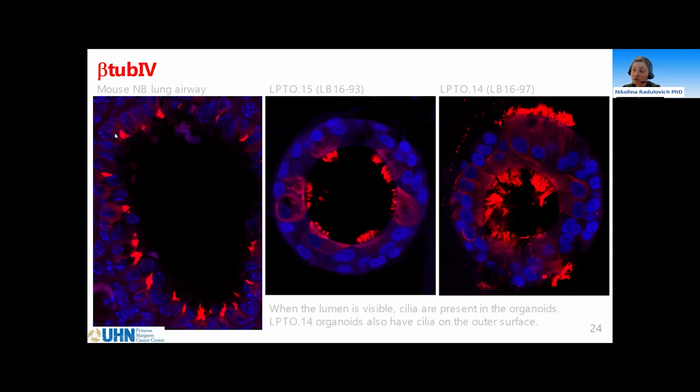This is a control, so you can see the blue cells are just the DAPI stained nuclei, and the red are cilia. And in organoids as well, you can actually see cilia formation on 2 different models. That speaks to the differentiation of these organoids in the cell culture.